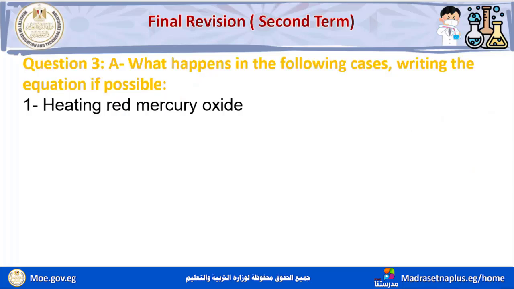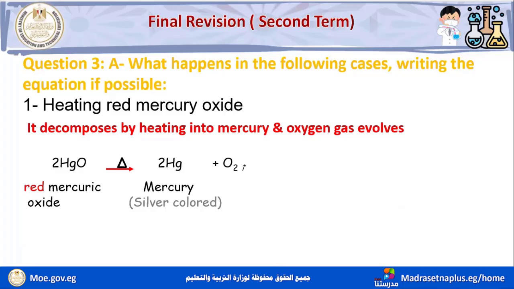Question number 3, letter A, what happens in the following cases? Writing the equation if possible. Number 1, heating red mercury oxide. It decomposes by heating into mercury and oxygen gas evolves. 2HgO, red mercury oxide, by heating produce 2Hg, mercury, silver color, plus O2, oxygen gas evolves.